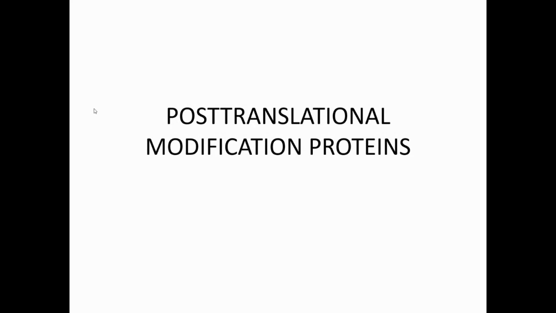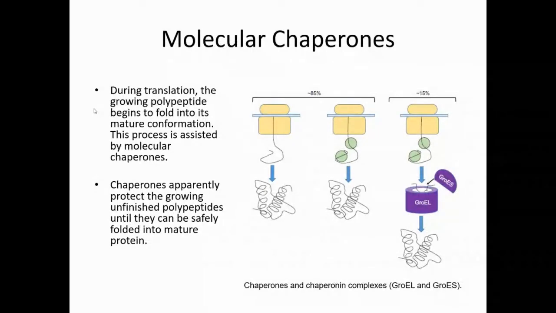Then some post-translational modification for proteins. As I mentioned earlier, the protein needs to go through a modification process to become a functional protein. It has to go through molecular chaperones to help the newly made polypeptide fold properly, so it will not become a misfolded protein and will become a functional protein. That's molecular chaperones.